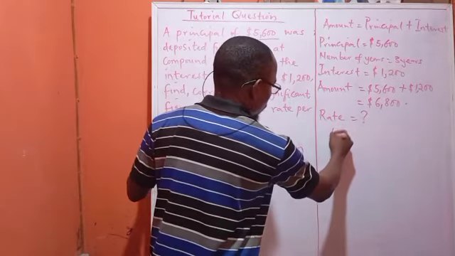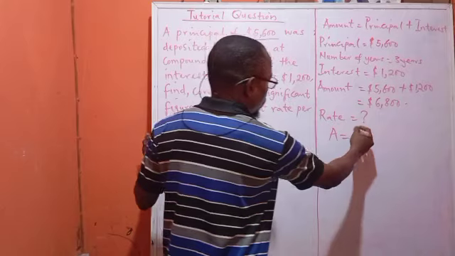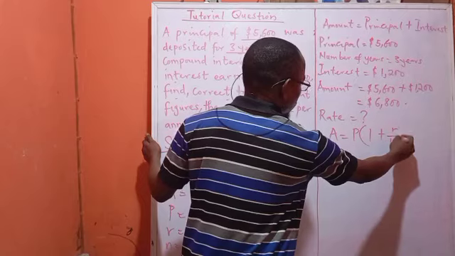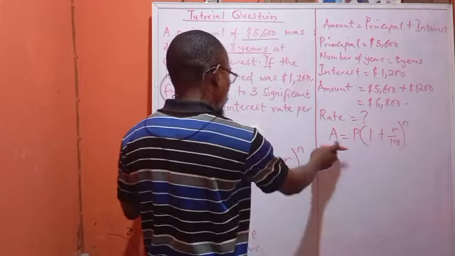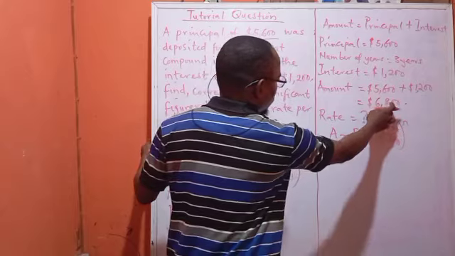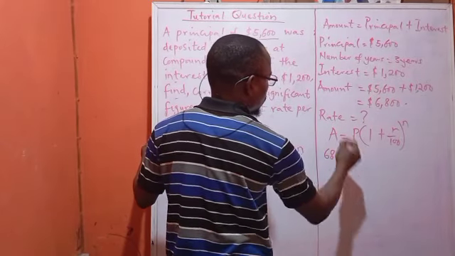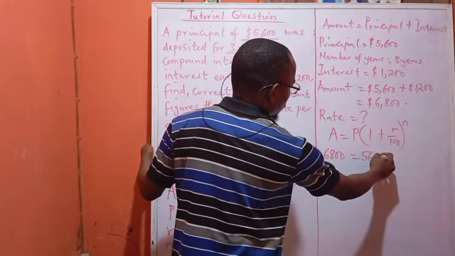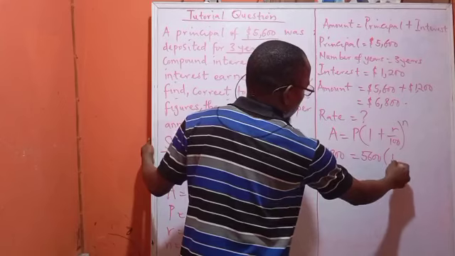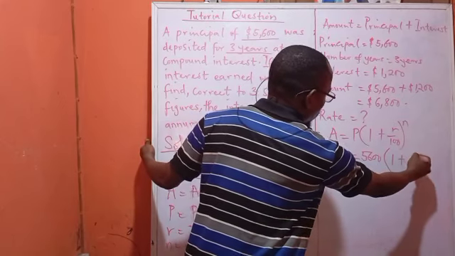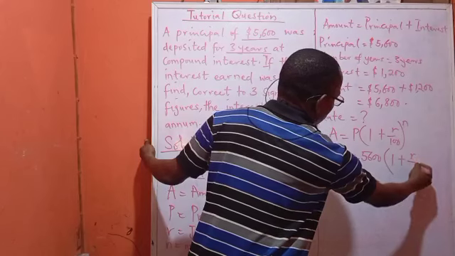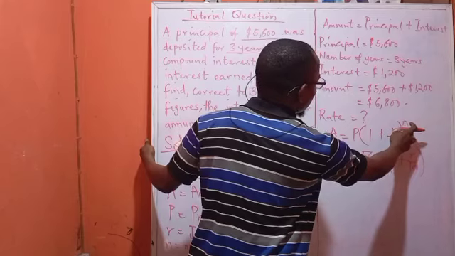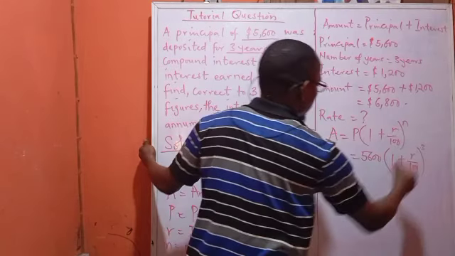Let's now input what we have here. Let's rewrite the formula: amount equals principal bracket 1 plus R over 100 raised to power n. Our amount is 6,800, equals the principal, 5,600, bracket 1 plus the rate, which we don't know, R, over 100 raised to power n, which is 3.